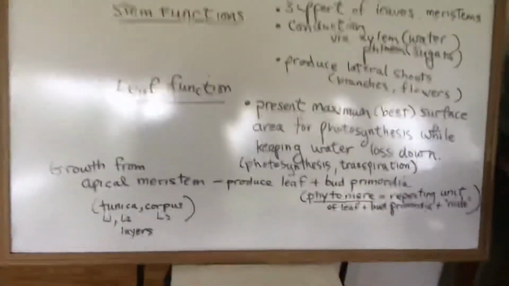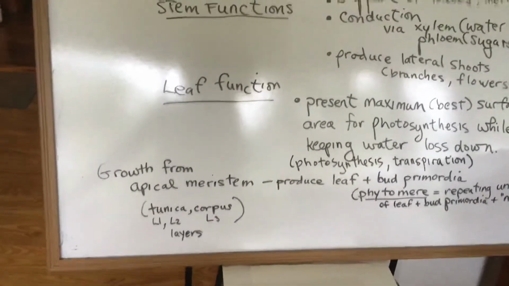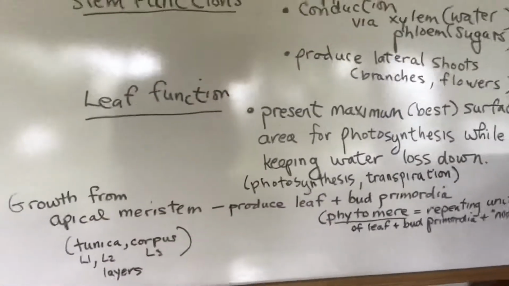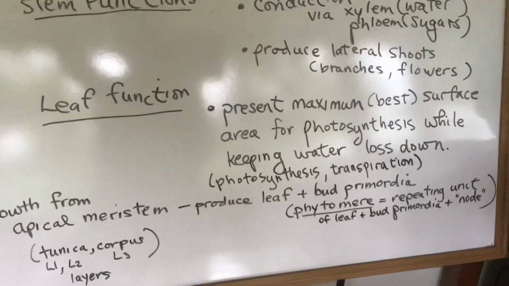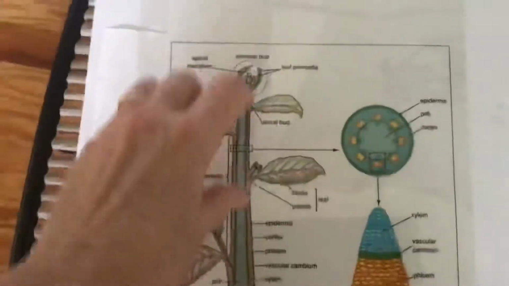So we're going to look at how a plant grows. Mainly it's going to grow via the apical meristems, and we will talk more about that in just a second. It basically produces leaves and bud primordia from the apical meristem. So let's look at that overall.